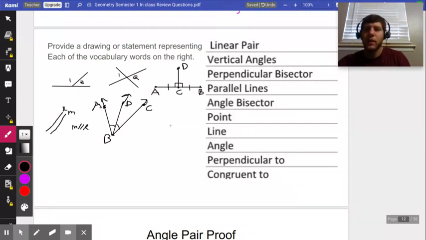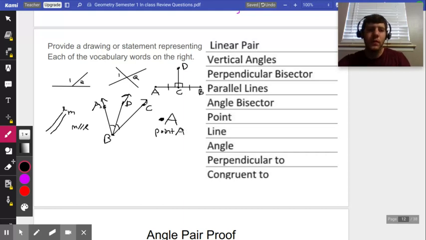Okay, a point, right, has no size, no dimensions. It just represents a location. We use a dot to represent where the point is, and then we simply put a letter next to the dot. So this would be point A.